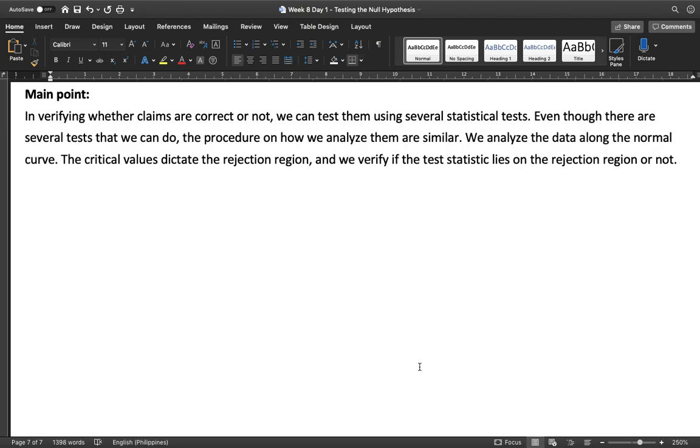So, ganun. In our next lesson naman, we're going to study different statistical tests. So, yun, meron tayong z-test, meron tayong t-test to test the hypothesis.